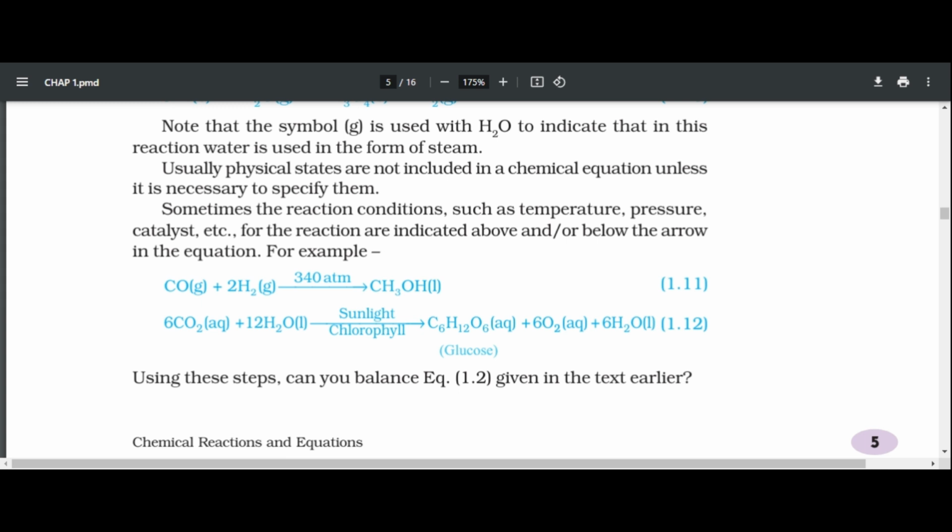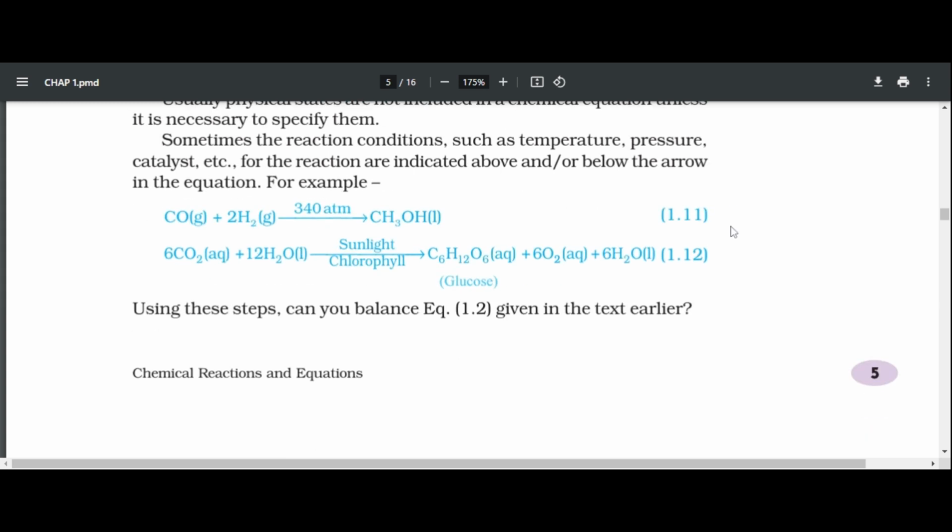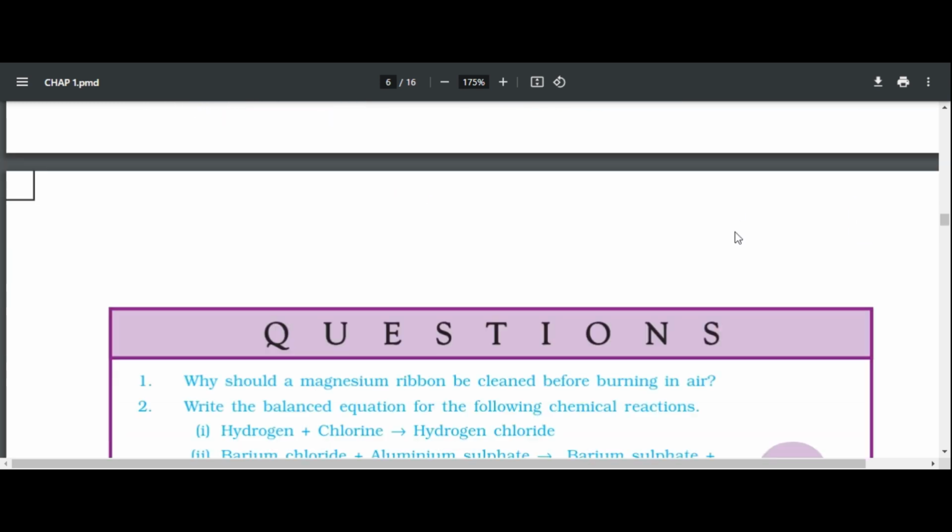6CO2(aq) + 12H2O(l), using sunlight and chlorophyll, gives C6H12O6(aq) + 6O2(aq) + 6H2O(l). This is equation 1.12. Using these steps, can you balance equation 1.2 given in the text earlier?